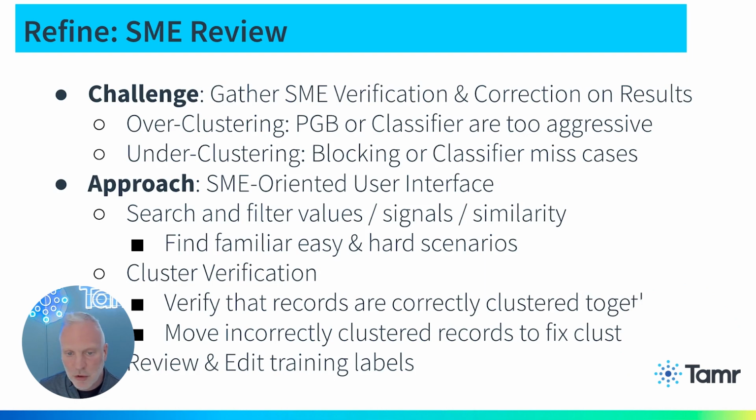So the two traditional challenges in this kind of machine learning training exercise is we tend to have over clustering or under clustering or a combination of both, right? Over clustering, we might have a pre-grouping model, pre-group by, or a classifier that are too aggressive. They're putting records into clusters that don't belong together. Under clustering is typically from blocking that is too restrictive, or the classifier is missing cases and is putting records in separate clusters when they should be clustered together.